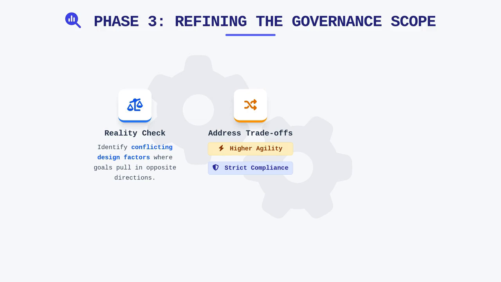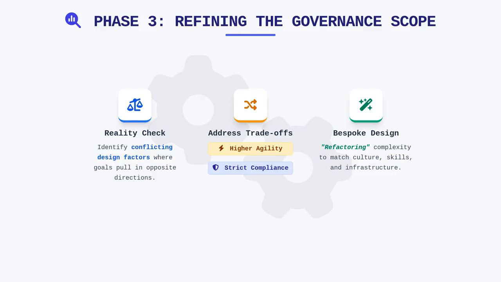Identifying these conflicts is essential because it forces stakeholders to explicitly address trade-offs, such as choosing between higher agility and stricter regulatory compliance. You adjust the scoring of the governance objectives based on these constraints, often highlighting the need for specific adjustments to the standard process descriptions.